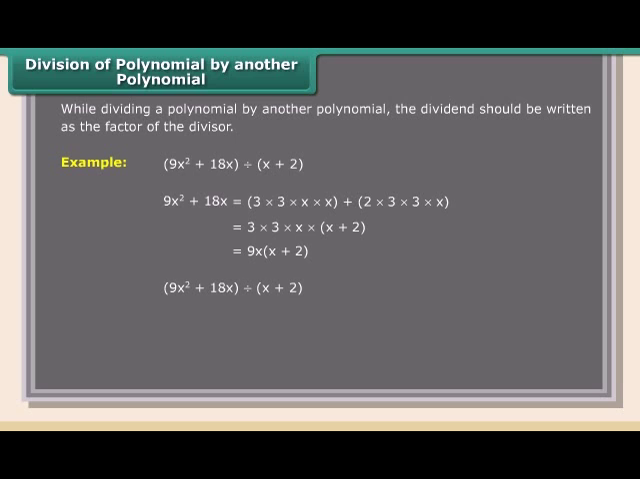9x square plus 18x divided by x plus 2 is equal to 9x square plus 18x upon x plus 2 is equal to 9x into x plus 2 upon x plus 2 is equal to 9x. Therefore, 9x square plus 18x divided by x plus 2 is equal to 9x.